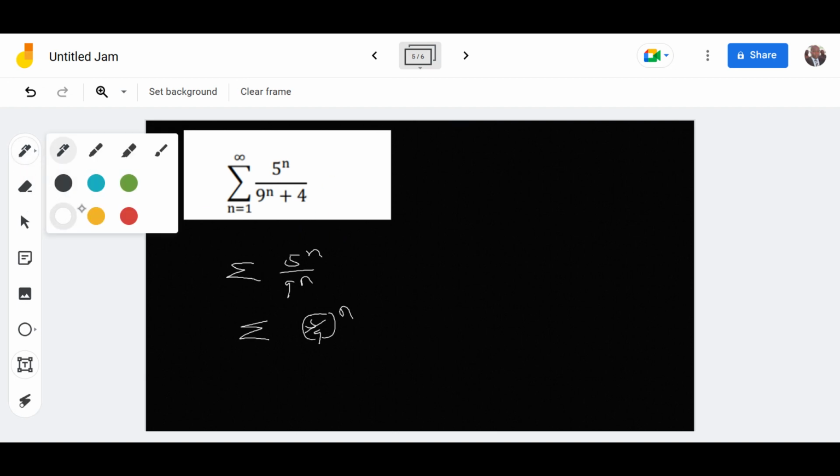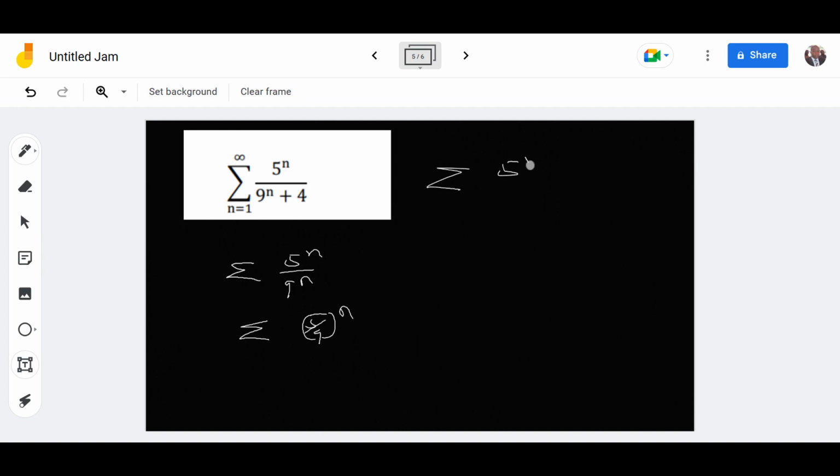In that case, we can say the summation of 5 exponent n over 9 exponent n plus 4 from n equals 1 up to infinity is lesser than our modified version, summation of 5 over 9 all raised to the power n from n equals 1 up to what? Infinity. Good. Since our modified version is bigger, we can only test for convergence.